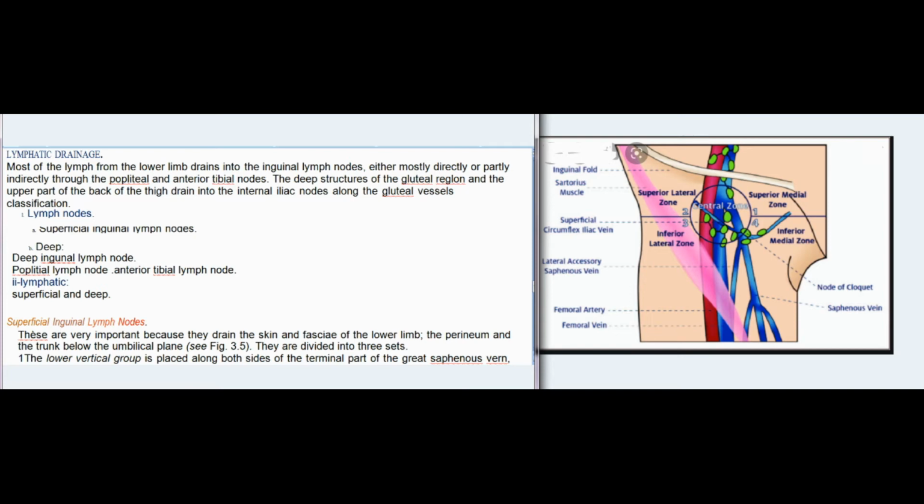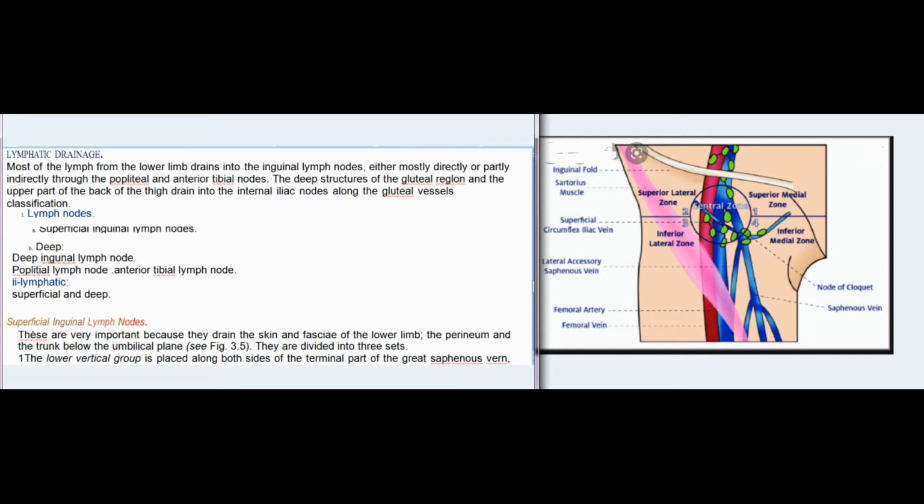Classification. Lymph nodes: superficial inguinal lymph nodes, deep inguinal lymph nodes, popliteal lymph nodes, anterior tibial lymph nodes. Lymphatics: superficial and deep.